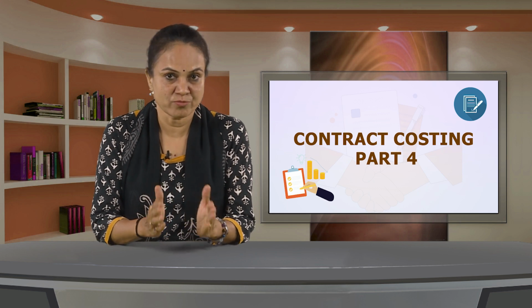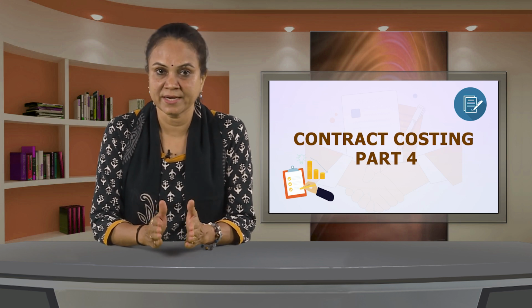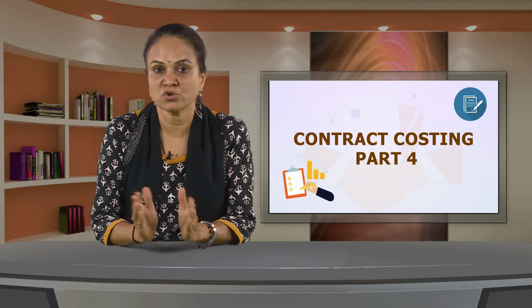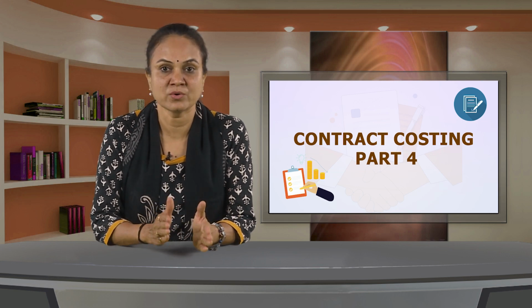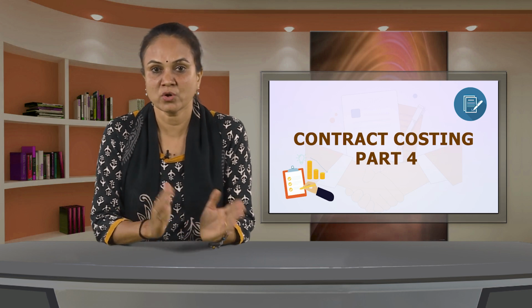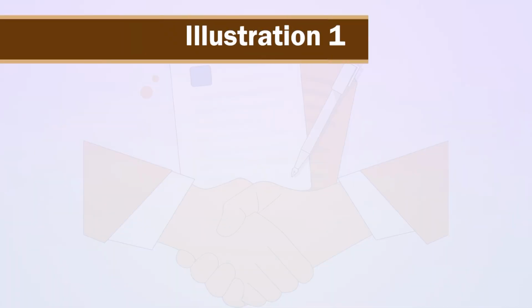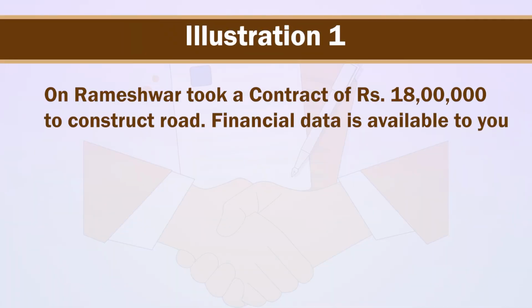Any surplus of materials and machinery on site will be sent back to store, and with those amounts, materials and machinery account will be debited and contract account will be credited. Let's understand the illustration. Rameshwar took a contract of rupees 18 lakh to construct a road. Financial data is available to you.